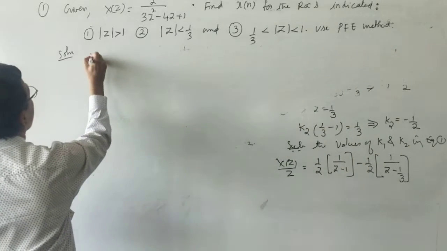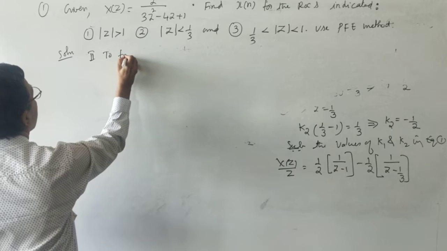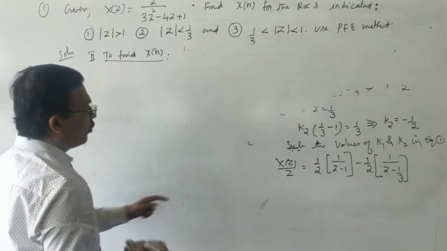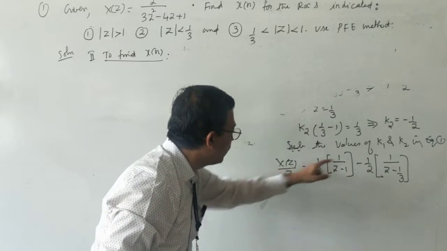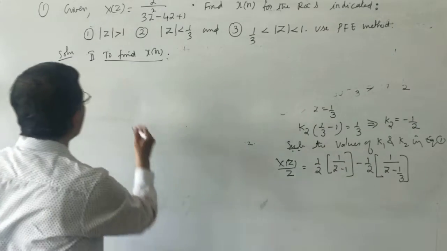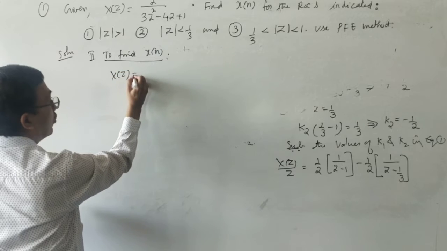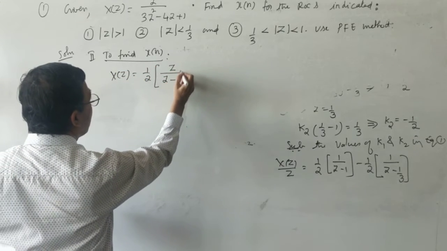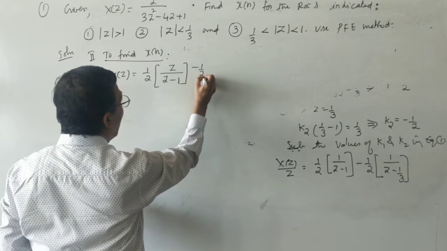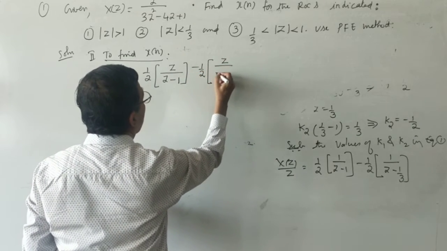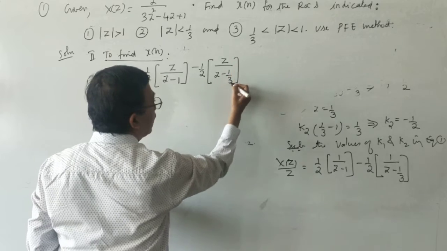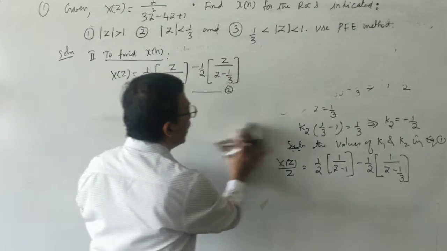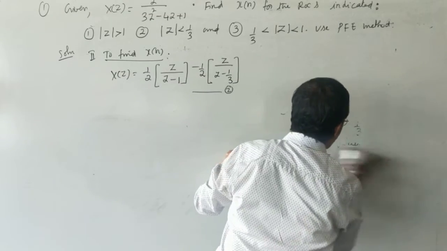Second step, to find x of n. Now you multiply both sides by z or cross multiply with z. So what you get? X of z is equal to half into z divided by z minus 1 minus half into z divided by z minus 1 by 3. This I call equation 2. Till here, you do not worry about ROC.